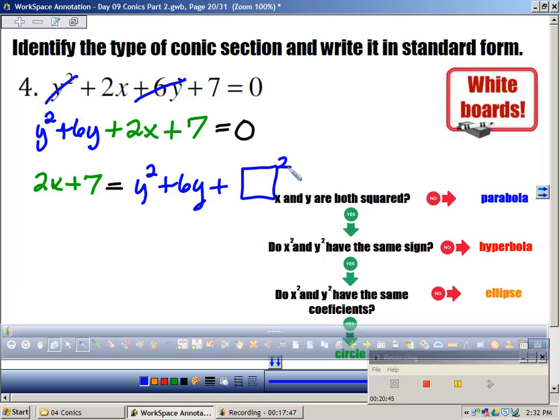So I'm going to have something squared. I better add that on this side too, right? Plus something. Let's see. I cut 6 in half. I get 3. 3 squared is 9. Now I'll just keep going. On this side I have 2x. Positive 9 and positive 7 is positive 16. Equals. On this side, it's going to be a perfect square.